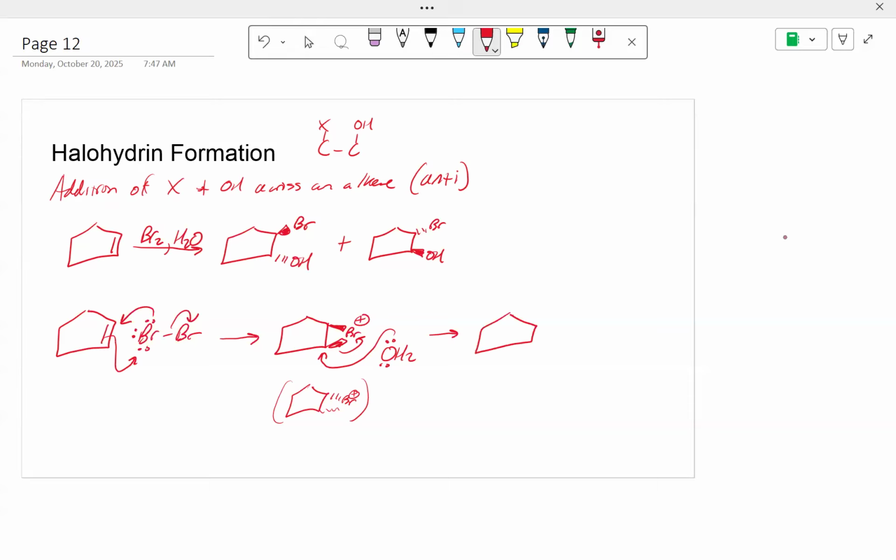So that's a little different, but what's the same is that it always attacks from the opposite side. So the Br ends up up and the water ends up down. And now I'm just going to deprotonate because oxygen doesn't like being positively charged. And that gets me to the products. Now, if I had shown the rest of the mechanism for the down one, then that's how we would get the other enantiomer.